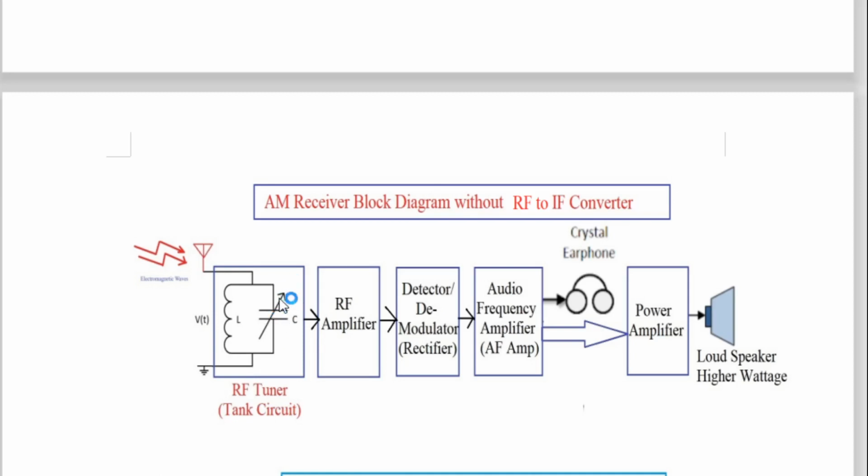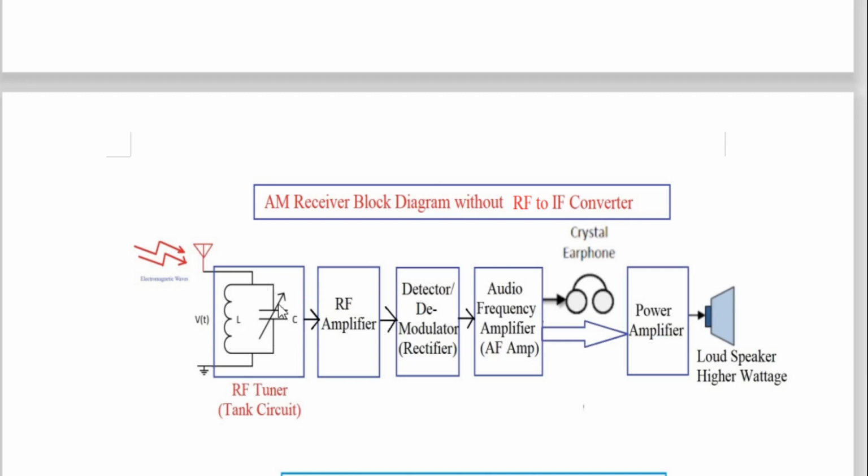So this tank circuit consists of an inductor coil L and a variable capacitor C. And the frequency generated by this tank circuit is given by the formula F is equal to 1 upon 2 pi under root LC.